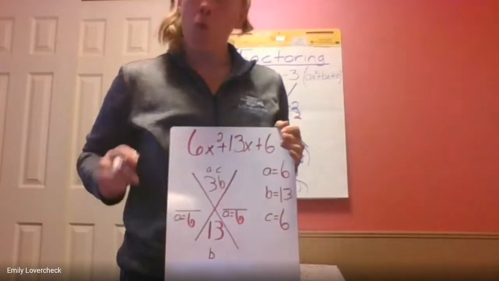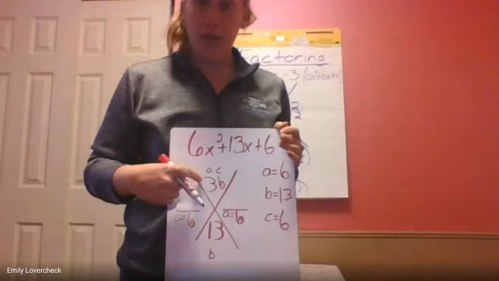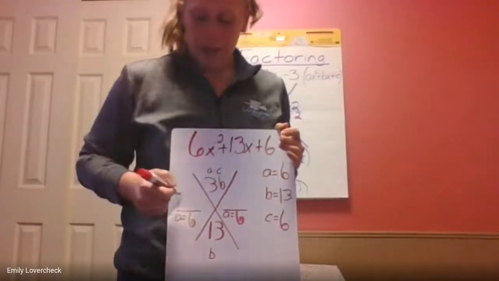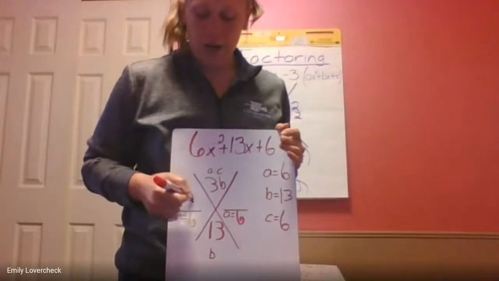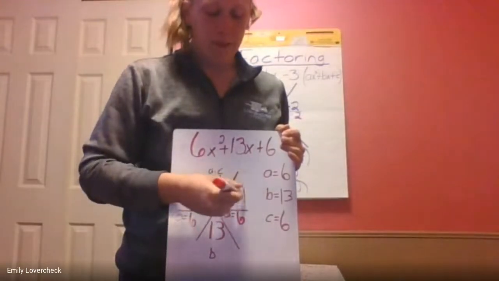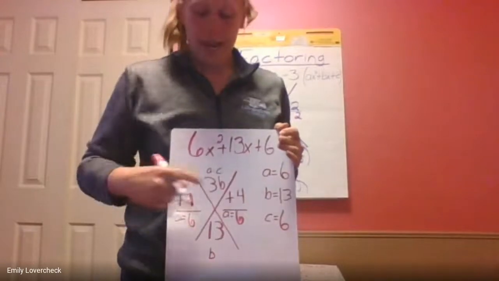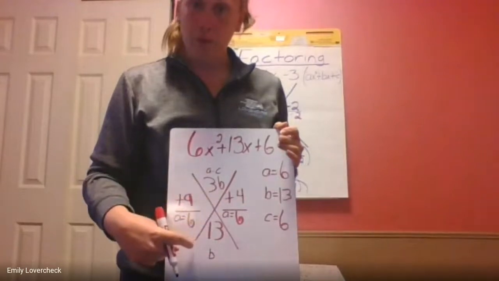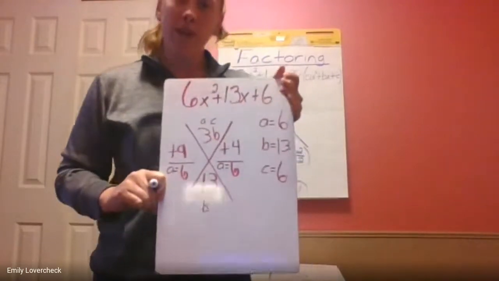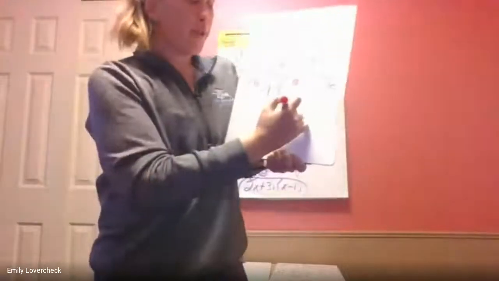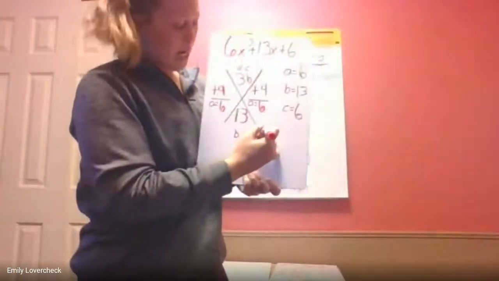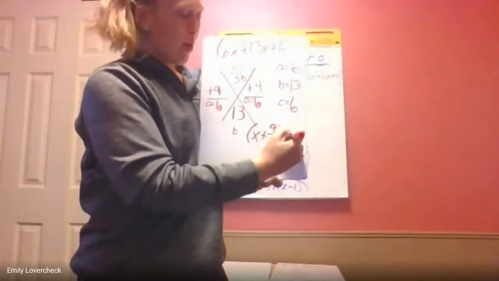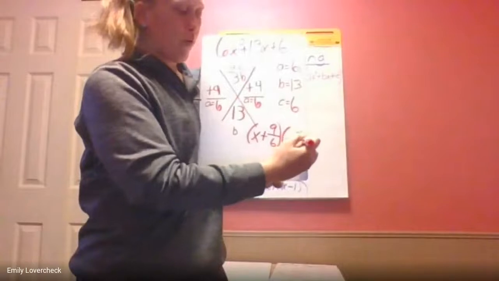So I think to myself, what numbers multiply to give me 36, but then combine to give me 13? Well, if I think about that, that's going to be a positive 9 and a positive 4. Because 9 times 4 is positive 36, but 9 plus 4 is 13. Okay? So if we take that there, we then write out those binomials. So I write out those binomials right here, and I end up with x plus 9 over 6, x plus 4 over 6.